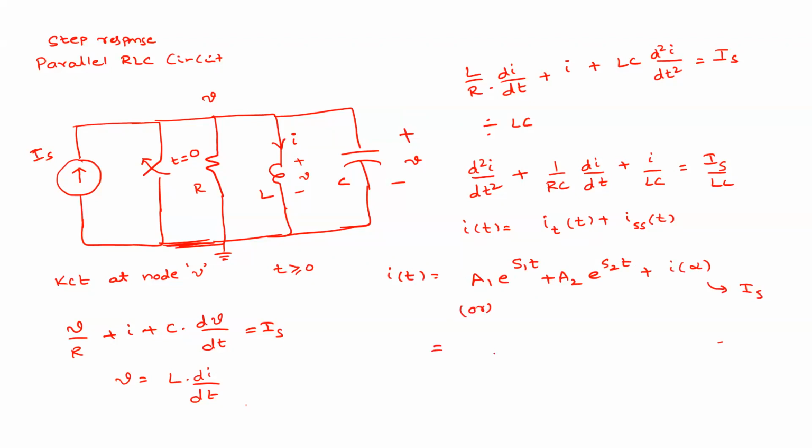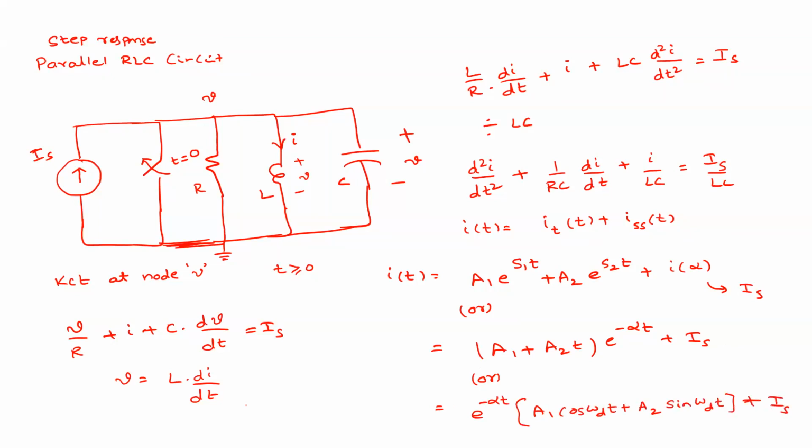Or A1 into e to the power of minus alpha t plus Is or I infinite. Or e to the power of minus alpha t times A1 cos omega dt plus A2 sin omega dt, plus Is or I infinite. All right. Simple things, right?